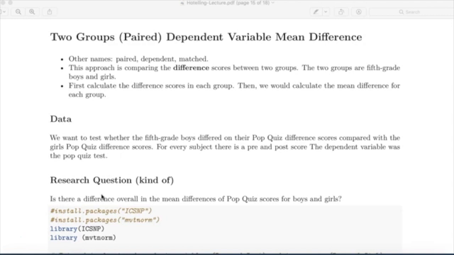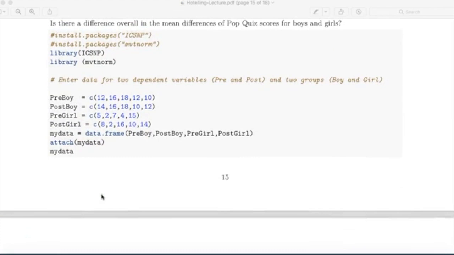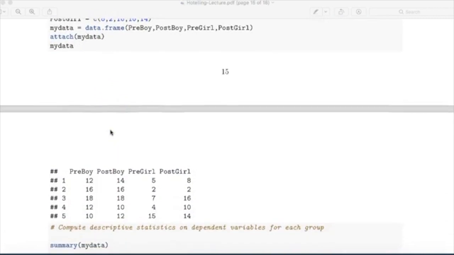So the research question is: is there a difference overall in the mean differences, emphasis on that, of pop quiz scores for boys and girls? We use the same libraries that we've used for our previous Hotelling examples. Then I created vectors, pre-boy, post-boy, pre-girl, post-girl. And then I created a new data frame, and I call it my data. I went ahead and used the attach function so that when I call pre-boy, R knows immediately where to find that variable. This is what my new data frame will look like.